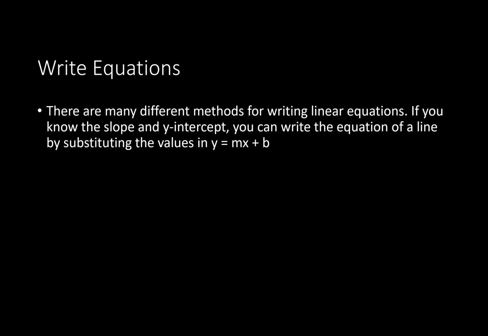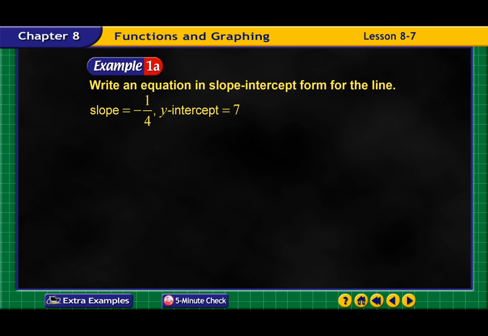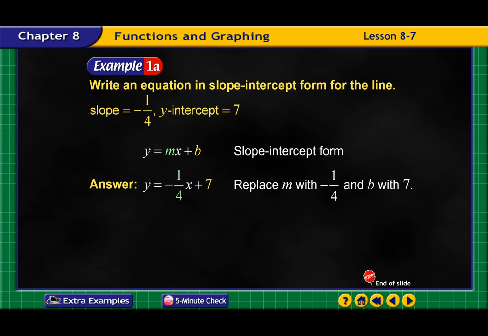So there are a lot of different methods for writing a linear equation. If you know the slope and y-intercept, you can then write it as an equation of a line by substituting the values in y equals mx plus b. So the slope of an equation in slope-intercept form, write this. So they're going to give you the slope and the y-intercept. So we simply take our slope-intercept form. We then replace m with 1/4 and b with 7, so 1/4 and 7. And that's it. Oh, that was the question. Thought we were doing more with that. And check, you're done.